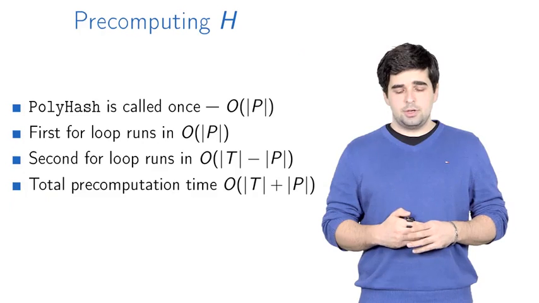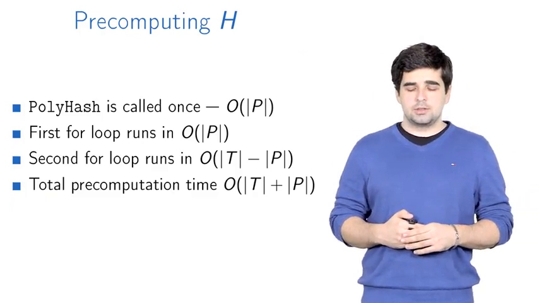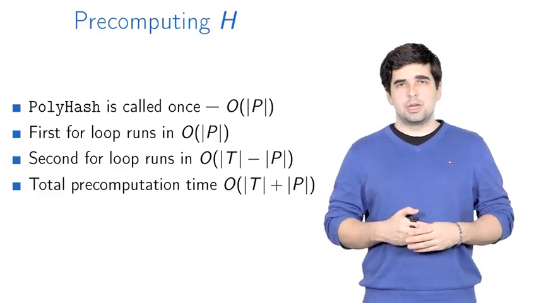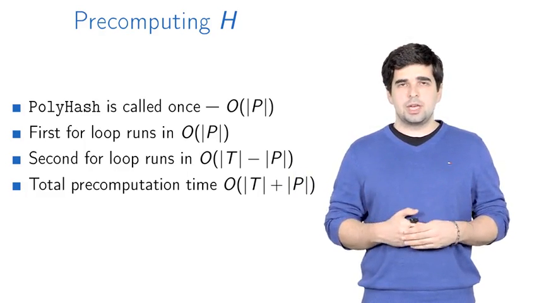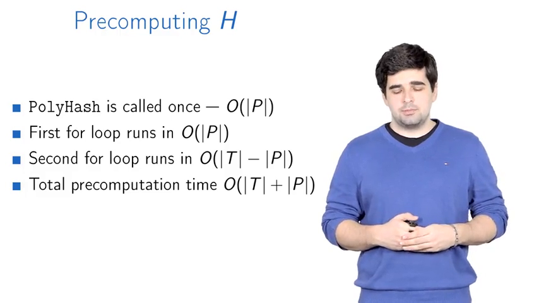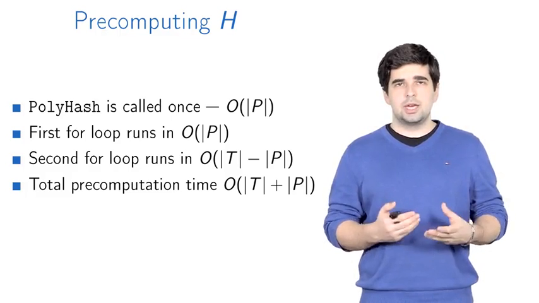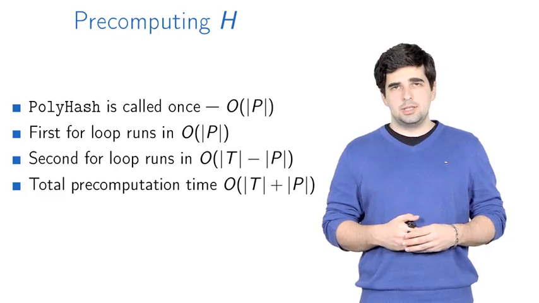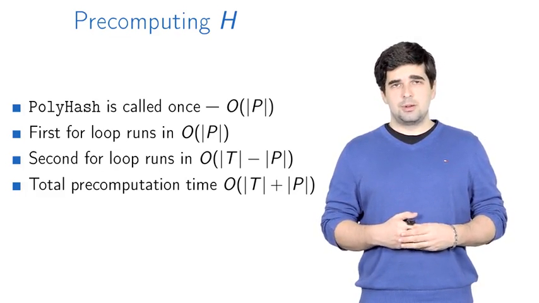Now again, polynomial hash is computed in time proportional to the length of the pattern. First for loop computing the power of x also, and the second for loop, which goes through all the substrings of the text with length equal to the length of the pattern, takes length of text minus length of pattern time. And the total pre-computation time is proportional to the sum of length of the text and the pattern. And in the next video, we'll use these pre-computed values to actually improve the running time of the Rabin-Karp's algorithm.